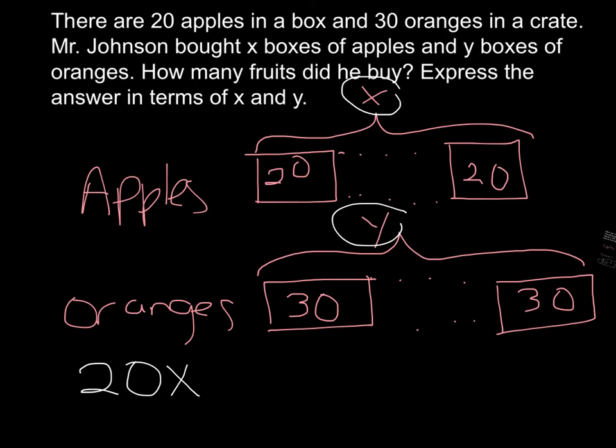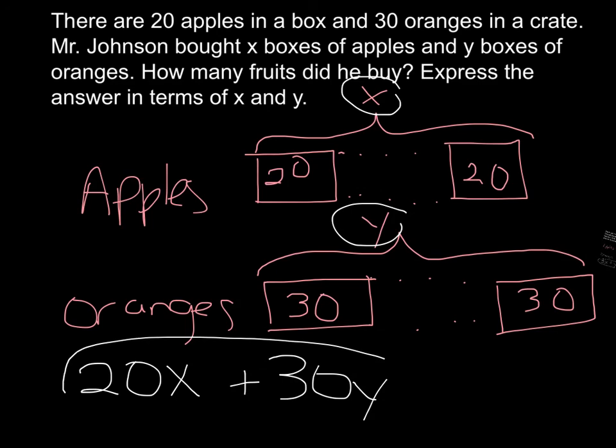And then how many oranges? Well, there's 30 in a crate. There's Y crates. And so we multiply those together and we get 30Y. And we simply are going to add them to get our answer. I can't add the numbers together to make 50 of anything because the unit sizes aren't the same. It's not the same number of boxes. So how many fruits does he have? He has 20X plus 30Y. And that's really all there is to it.